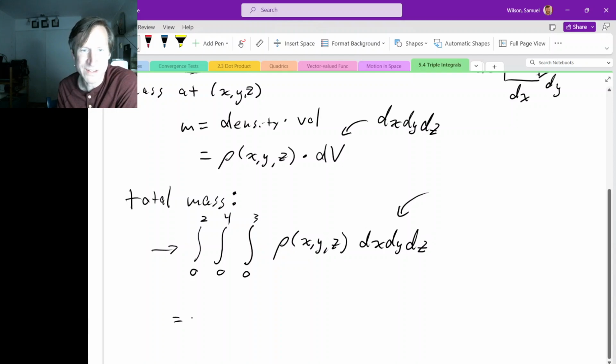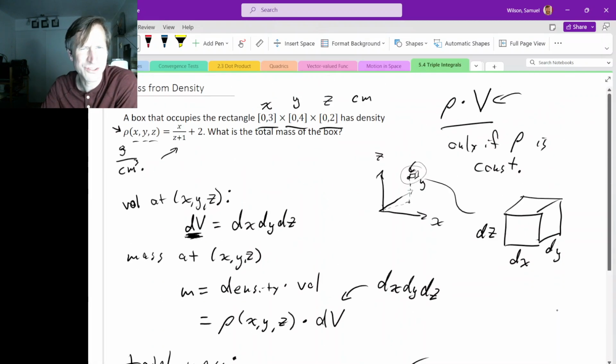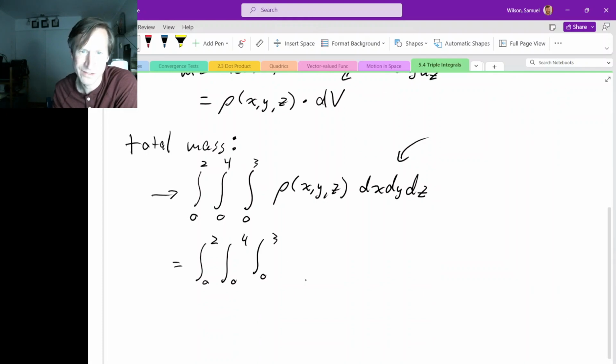So this is what we need to calculate. Integral from 0 to 2, integral from 0 to 4, integral from 0 to 3. Our density function, which was what? x over (z plus 1) plus 2. Yes, x over (z plus 1) plus 2. Like this.